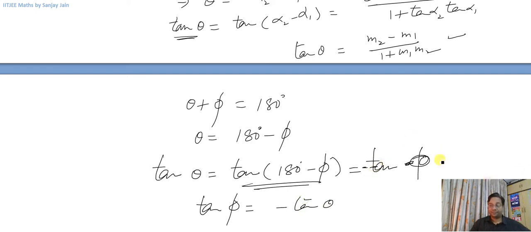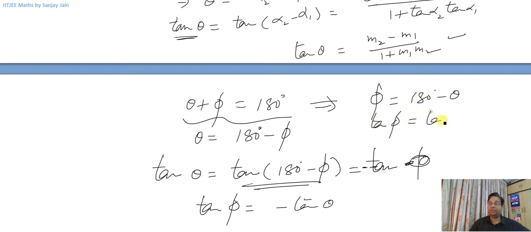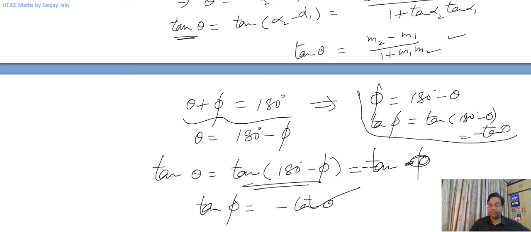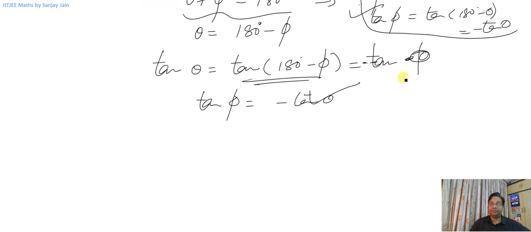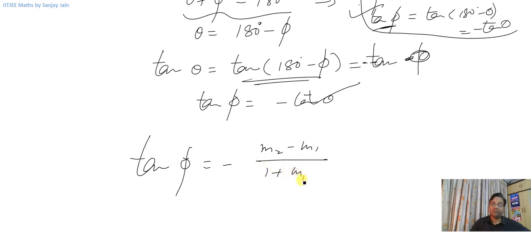All right, from here you should have written that phi is equal to 180 minus theta. So tan phi is equal to tan of 180 minus theta, which makes it minus tan theta. This way or this way, both give me the same result, but this could have been more convenient. Okay, so tan of theta we know is m2 minus m1 divided by 1 plus m1 m2. So let me put it here. Tan of phi is equal to minus tan theta. So what is tan of phi in terms of m1 and m2? Minus m2 minus m1 divided by 1 plus m1 m2.